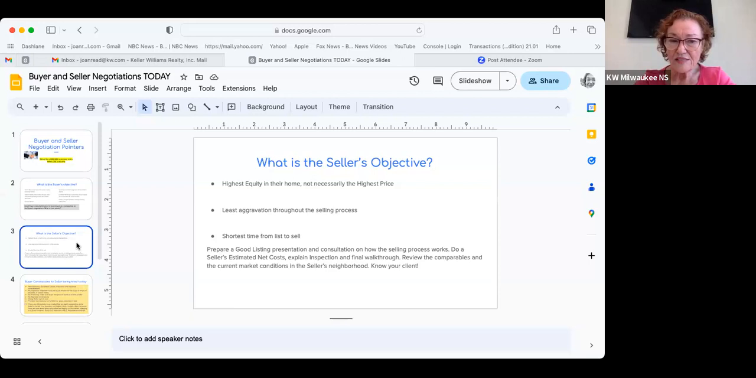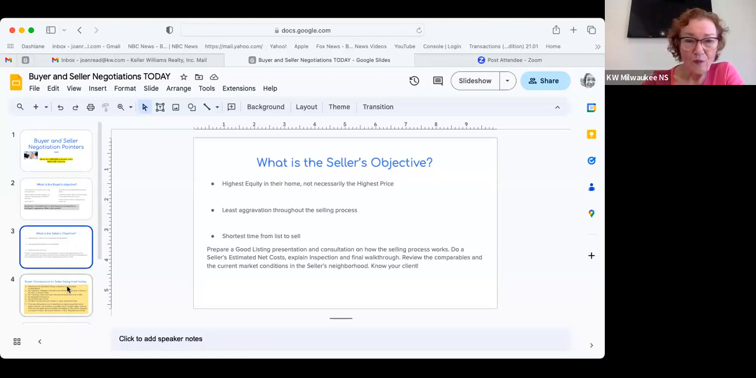Give them a seller's estimated net costs. Make sure they understand what happens during an inspection and during the final walkthrough. We get so many little issues coming up at the final walkthrough. Make sure that you review the comparables and the current market conditions in the seller's neighborhood. Know how to do a CMA, a comparable market analysis, that makes sense, that you can refer to as information that's critical to them.